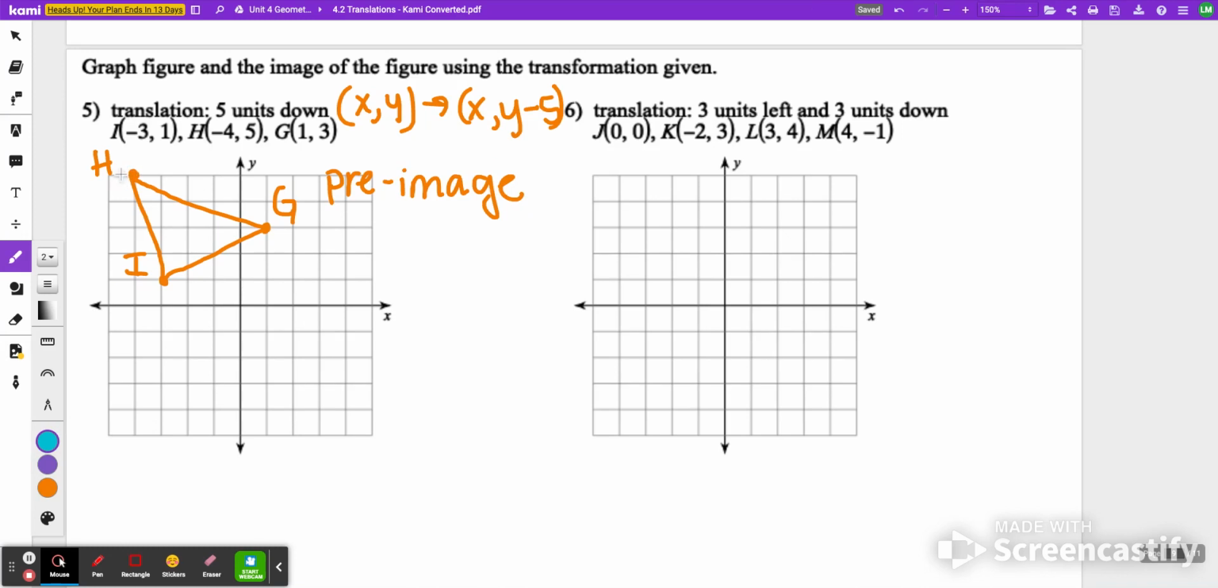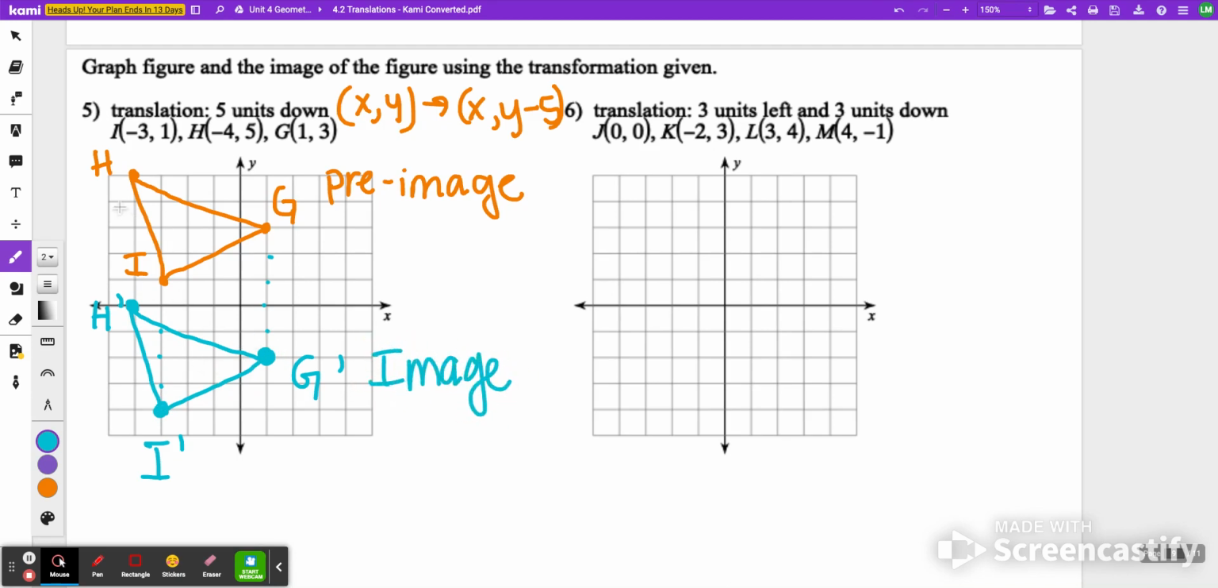All I'm going to do is I'm going to take each one of my points and translate 5 down. So 1, 2, 3, 4, 5. Here's H prime. I prime, 1, 2, 3, 4, 5. And then G prime, 1, 2, 3, 4, 5. Okay, notice I have the little prime symbols on there. You got to make sure you do that so that you are showing what your image is.